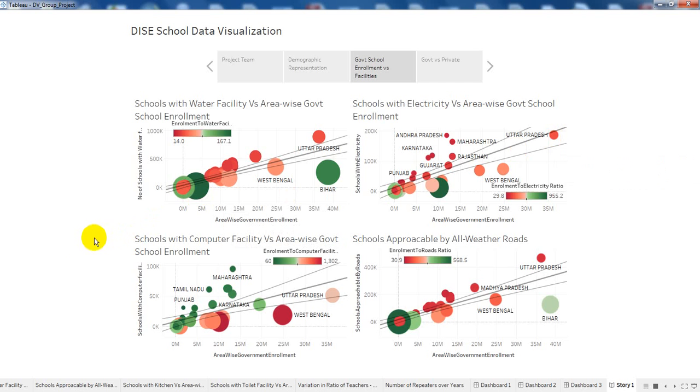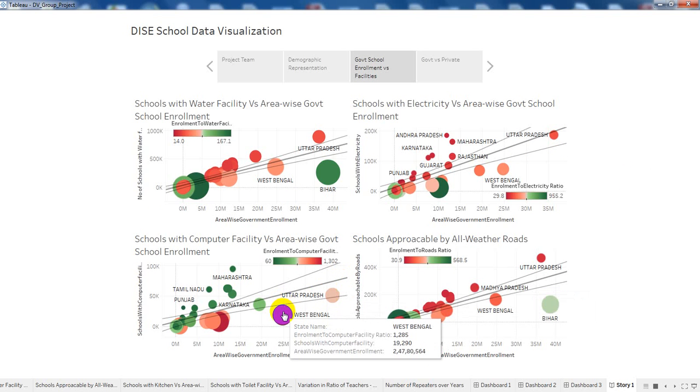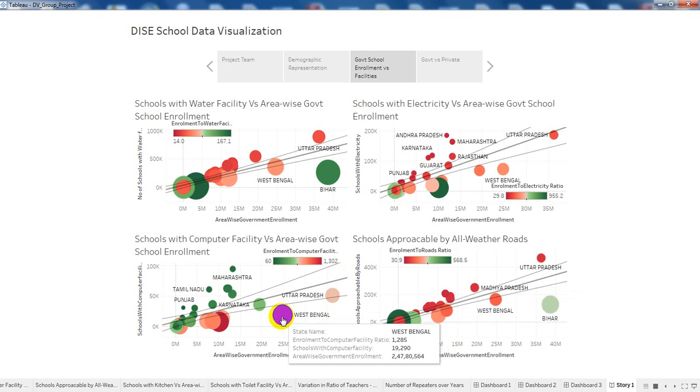Moving on to the next one, it's regarding the computer facility. The computer facility doesn't seem to be a very important factor for the students to join the school, since the R squared value is only 0.37. In West Bengal, the ratio between enrollment and computer facility is 1285, which means a school having a computer attracts 1285 enrollments per school.